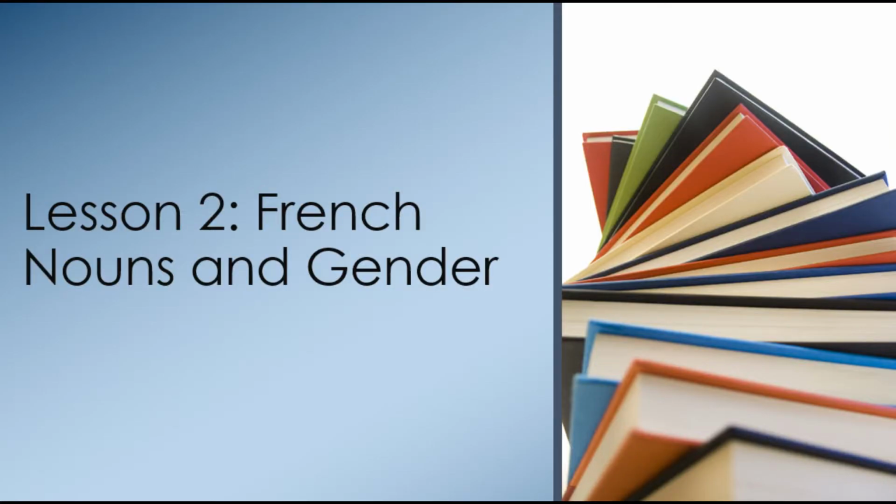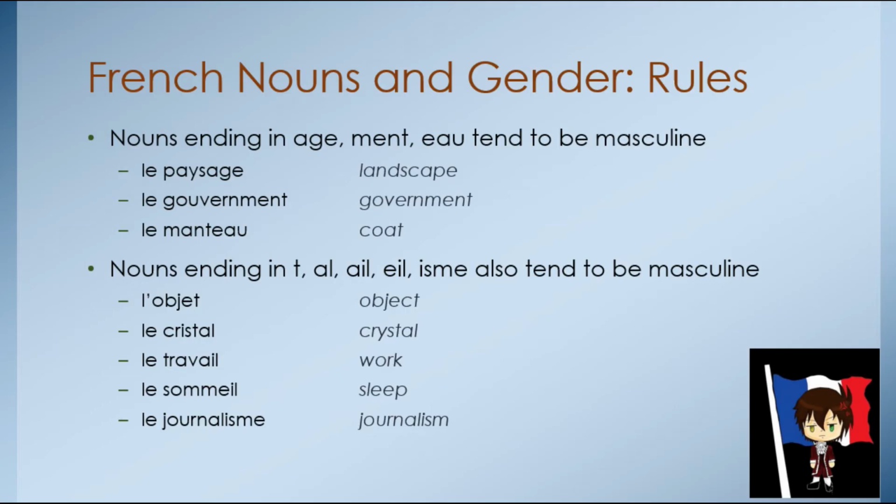Alright, so let's move to Lesson 2, French nouns and gender. So French nouns and gender, may mga rules tayo. Paano natin malalaman kung masculine or feminine ang gender ng noun? Okay, so we have the first rule. Nouns ending in age, ment, on, or eau, or o, tend to be masculine.